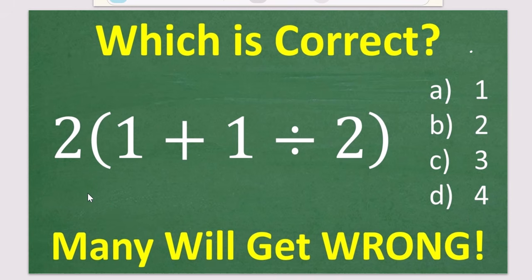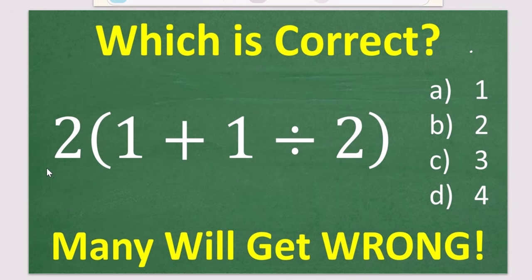In this problem, we have 2 into parentheses, 1 plus 1 divided by 2. And we have these options: A given to us as 1, option B as 2, option C as 3, and option D as 4. Which of these is correct?